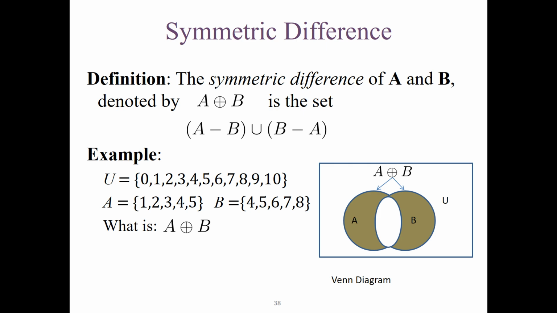Okay, so let's see the example. We have the universal set from 0 to 10, and A is 1, 2, 3, 4, 5, and B is 4 to 8. And we need to discover the elements in A and not in B. So in A and not in B, it will be 1, 2, 3. Then we union the elements in B and not in A. In B and not in A, it will be 6, 7, 8. So after the union of these 6 elements, we will have the set 1, 2, 3, 6, 7, 8.